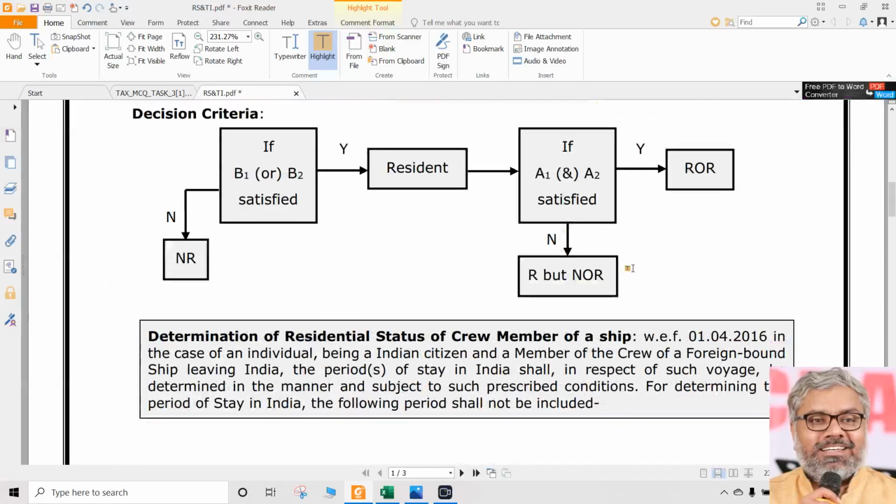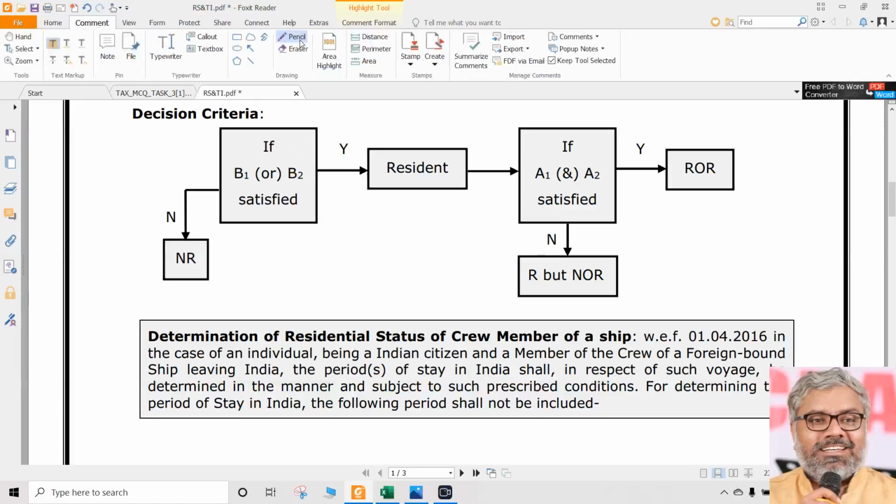Same way, it is all just given as a simple flow chart. You can just observe this. Let us say if B1 or B2, any one of them is satisfied, yes, then somebody becomes a resident. If B1 or B2 is not satisfied, no, that means the individual is non-resident automatically. Once he is a resident, we have to check A1 and A2. If A1 and A2 are both satisfied, yes, ROR. If A1 and A2 are not satisfied, meaning either only one of them is satisfied or none of them is satisfied, then we can call that person a resident, but not ordinarily resident.